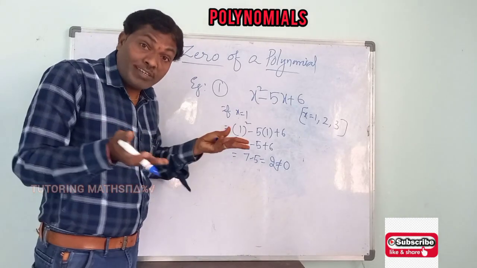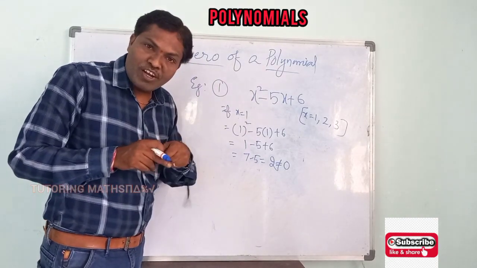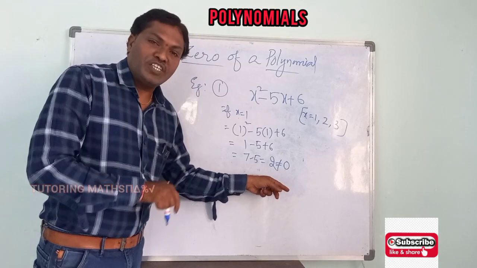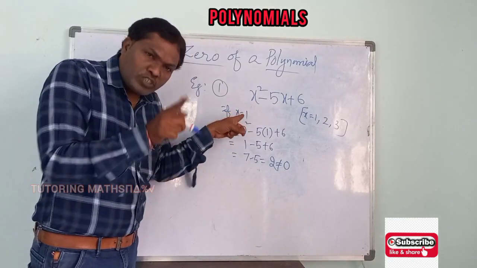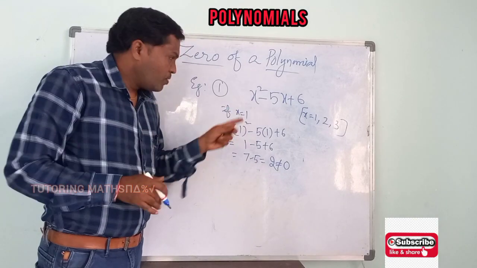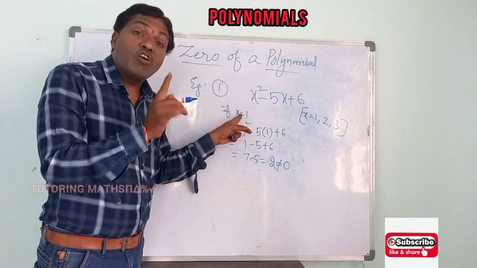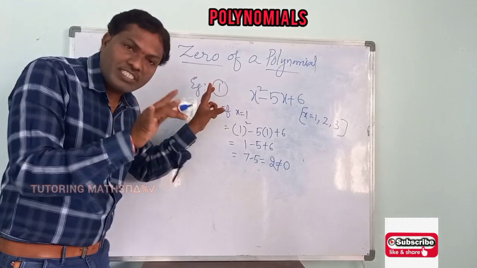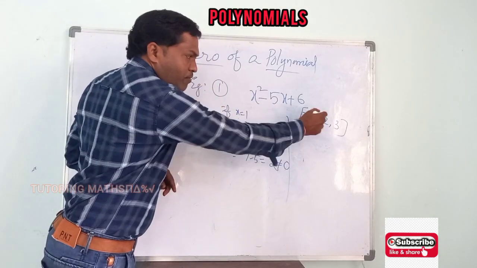Actually, what is our concept? For a zero of the polynomial, the result should be equal to 0. But here, when you substitute x value 1, you are not getting 0. Therefore, x is equal to 1 is not a zero of the polynomial. Let's go to the second value.